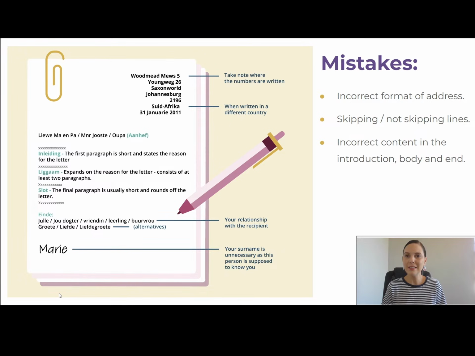Right, after your final paragraph, that is where you'll skip a line and you'll write the end, where you will write to whom you are addressing it, or who you are, or your name, or your relationship with the recipient. And you don't have to write a surname. Okay.